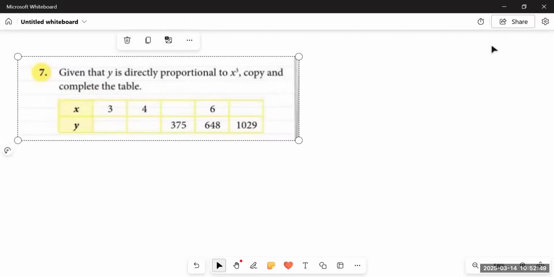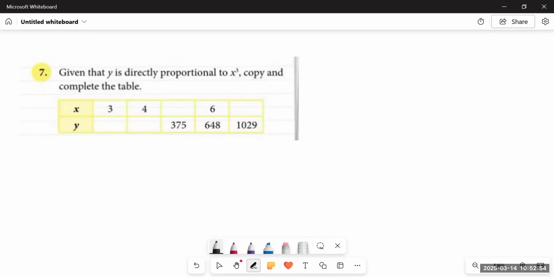Now the next question says, given that y is directly proportional to x cube, so what would be the equation? It would be y is directly proportional to x cube, where y is equal to kx cube. But we are not provided with the values of y and x. Hold on. We are provided with the values of y and x in this situation. They are saying copy and complete the table. In this situation, we have to figure out where the values of x and corresponding y are both given. In this case, we can see that x is equal to 6 and y is equal to 648.